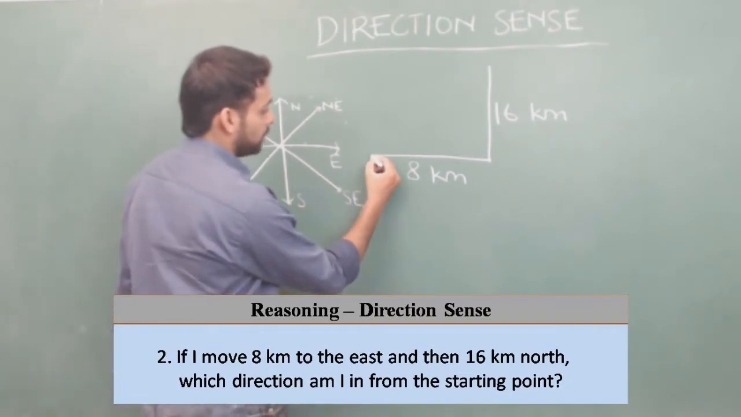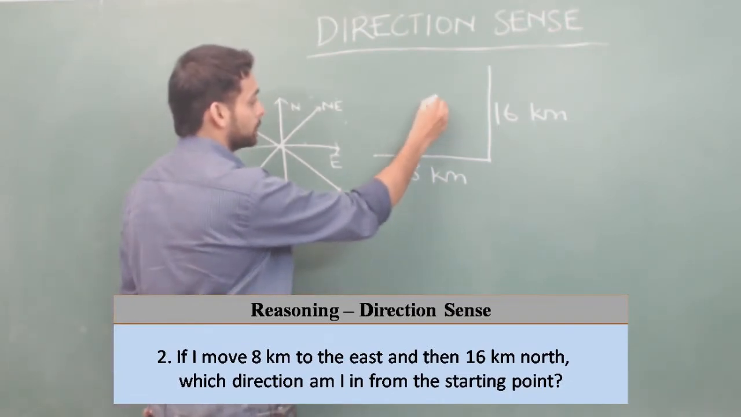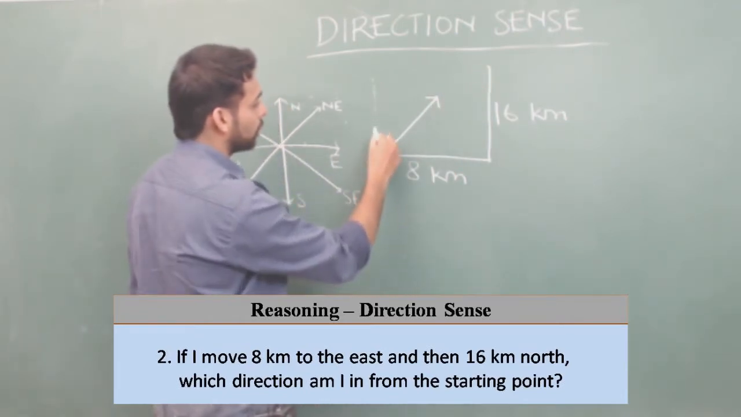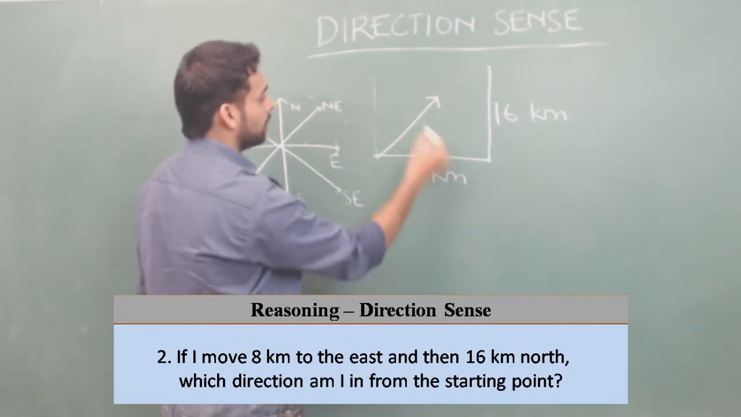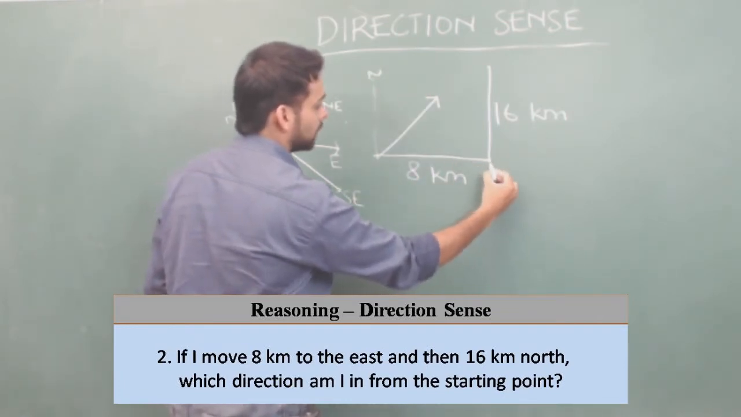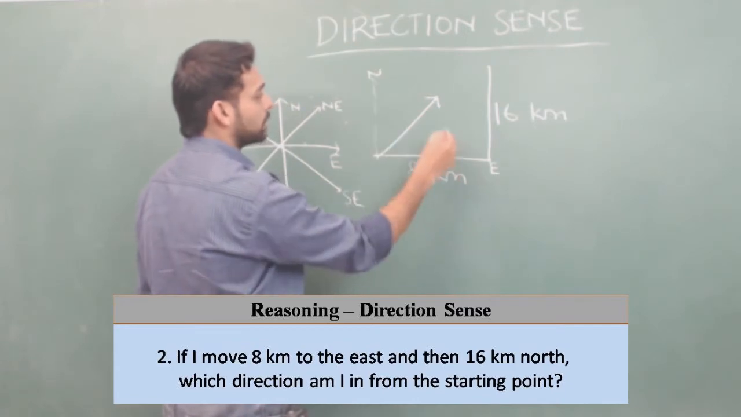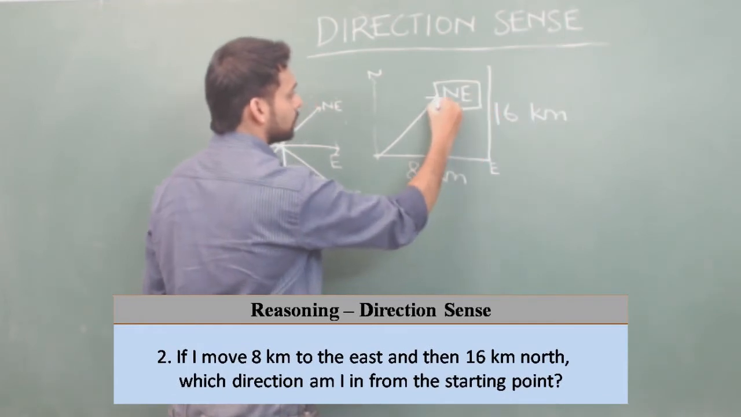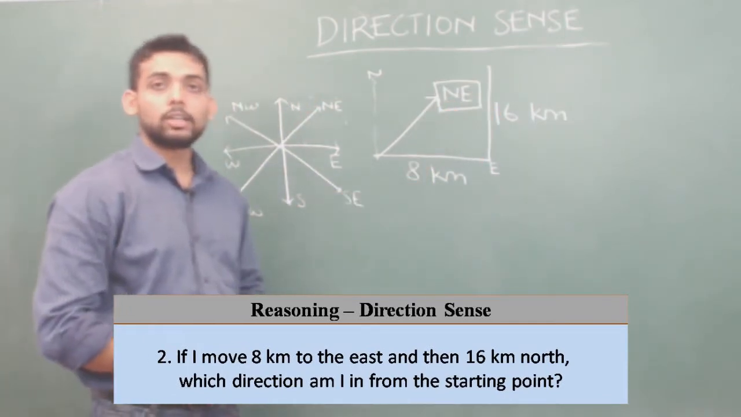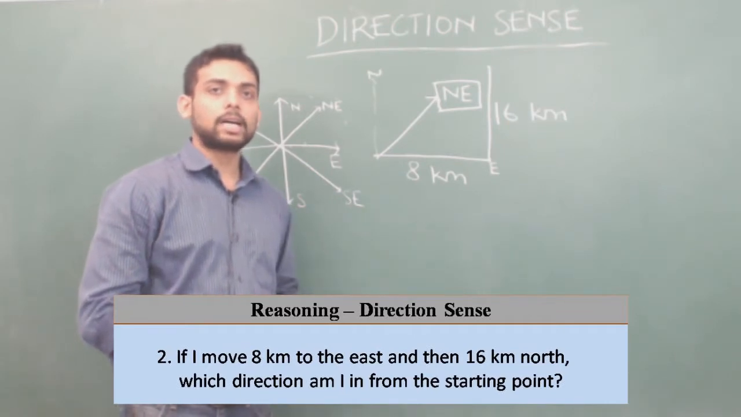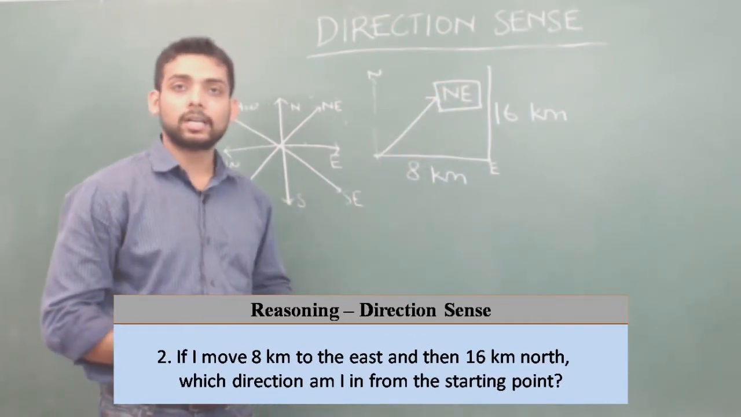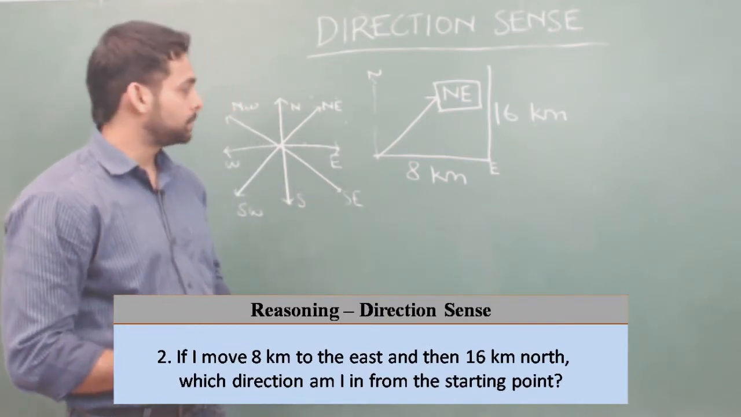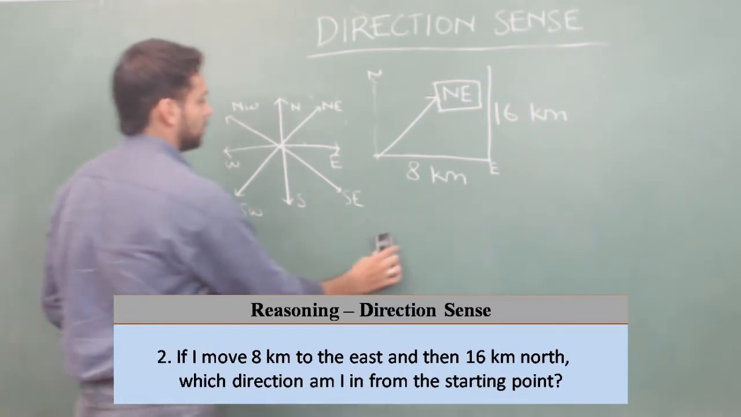So my answer is, with respect to this point, I am in the northeast direction, because this is north, this is east. So between north and east, I bisect it and I get the northeast direction. So my answer is the northeast direction. I am in the northeast direction compared to my starting point. Okay, so over here you simply have to tell the direction. You will get sums like this. Let's move along. We'll keep the compass.